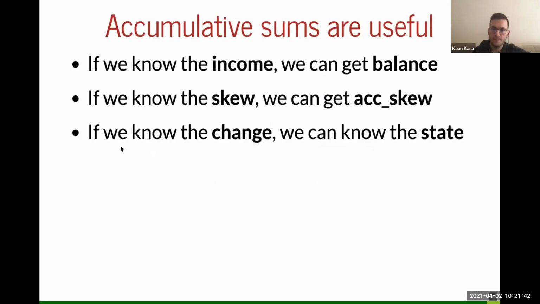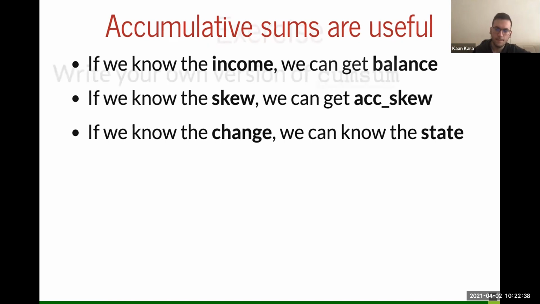If you know the income, you can get the balance. If you know the skew, you can get the accumulated skew. It's the same problem. And in general, if you know how things change, you can get how things are. The way that things are today is the cumulative sum of all the change that happened before. In fact, in the COVID website, the one that we used, in the table that we used last time, there was daily cases and cumulative cases. You remember the column that we didn't use, but there is a cumulative column. Exactly like this. We can calculate it with the consume.